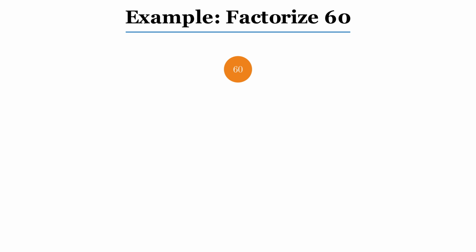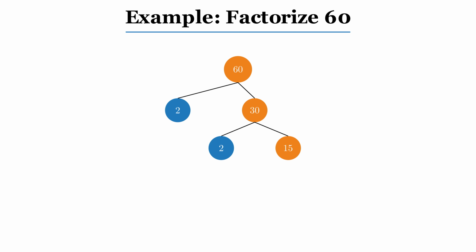Suppose we want to find the prime factorization of 60. We always start dividing by the smallest prime number possible. The smallest prime number is 2. Since 60 is even, it is divisible by 2. So 60 divided by 2 equals 30. Again, 30 is divisible by 2, so 30 divided by 2 equals 15. Now 15 cannot be divided by 2 anymore, so we try the next prime number, which is 3. 15 divided by 3 equals 5. Since 5 is already a prime number, we stop here.